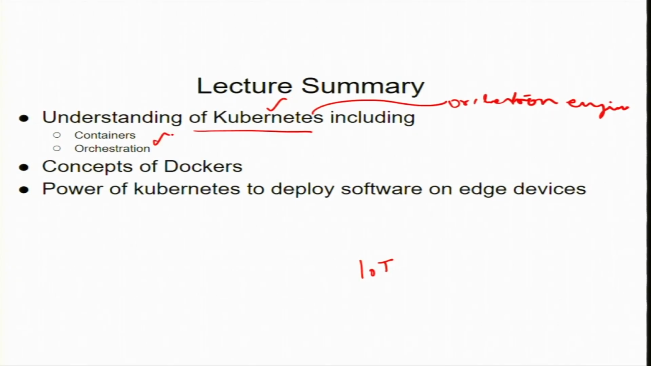We have already discussed the container. A container is a process with the help of Docker and containers. We have seen that to make an application platform independent and run on any of these IoT devices, we require the concept of Docker and containers, and Kubernetes is automatic management at production time. So, the power of Kubernetes we have seen is to deploy software on IoT Edge devices. With this I conclude this lecture. Thank you very much.